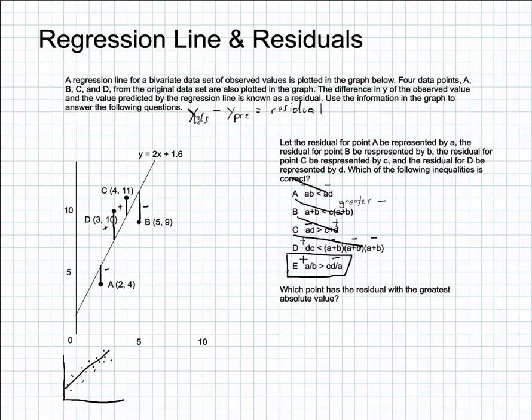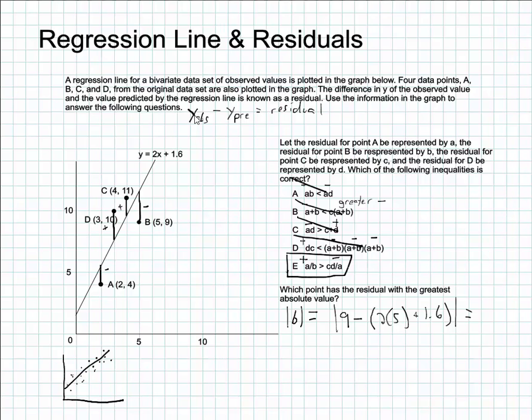Let's do this. So B, and we'll carry over the lowercase, so the absolute value of B is equal to, we have the coordinate point is (5, 9) for B. That means the y observed is 9 minus y predicted. So let's use that equation. We have the line of best fit is 2x plus 1.6. So 9 minus (2 times 5 plus 1.6). And of course, we're taking the absolute value of all of that.